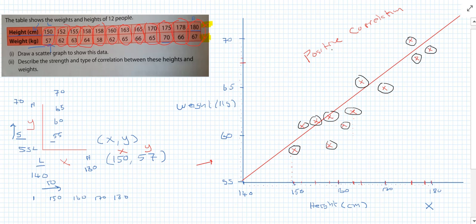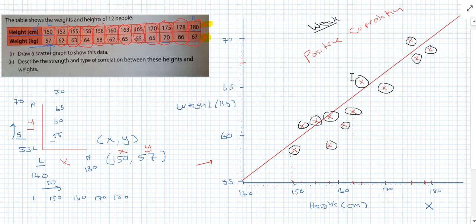So what we can say then is it's a weak positive correlation. And it's a positive correlation because we have this straight line. It has a positive slope. And it's a weak positive because some of the points are above the line and some of the points are below the line. They're not all exactly on the line. So that's what we mean by a weak positive correlation. Okay, so that's that one.